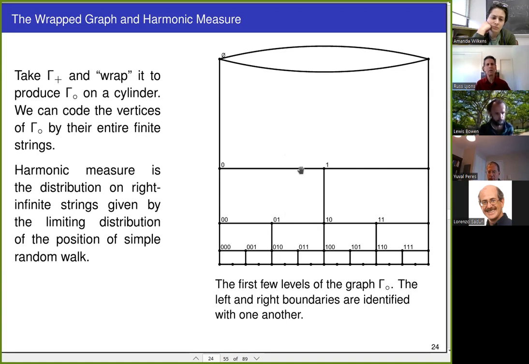What do I mean by harmonic measure? Well, I'm still doing simple random walk. It's obviously still going to go down, and there'll be some limiting right infinite string. The probability measure of that limiting right infinite string is called harmonic measure.